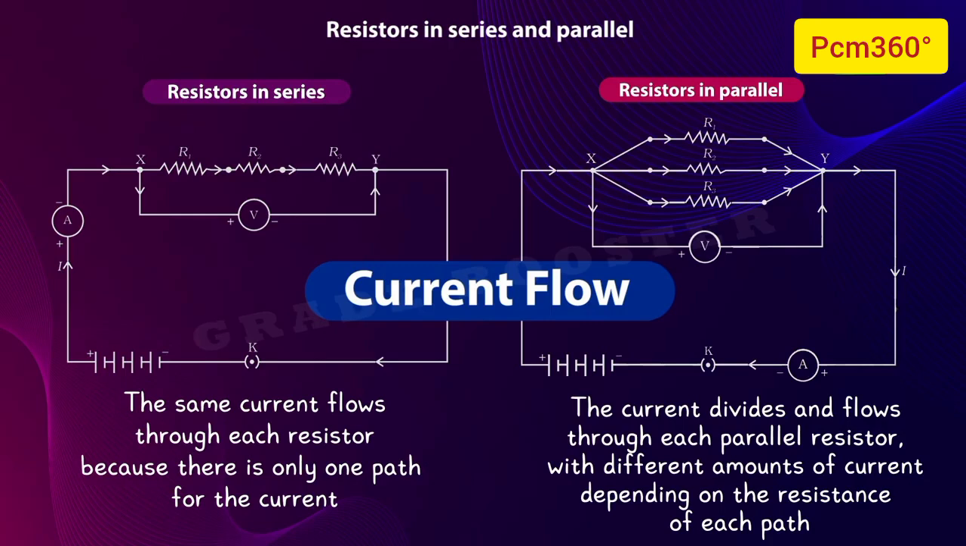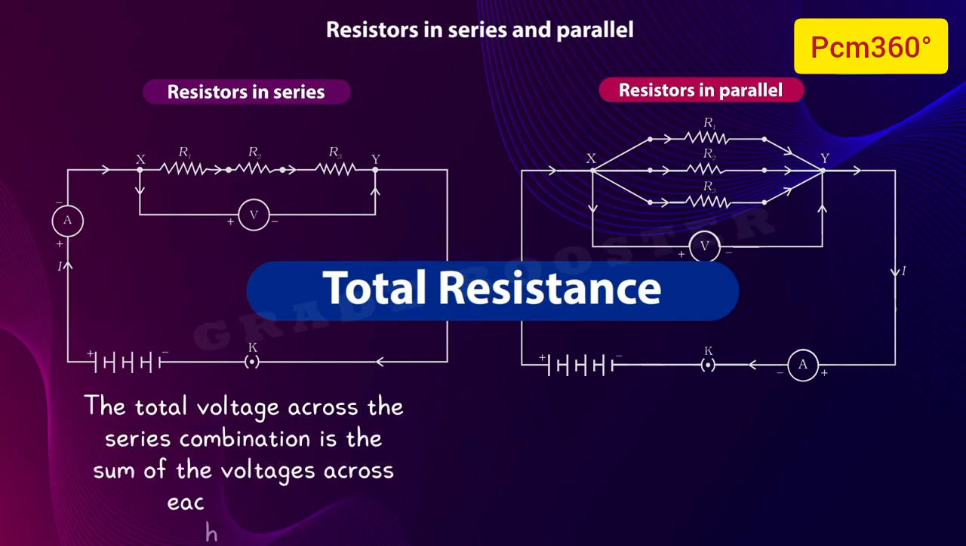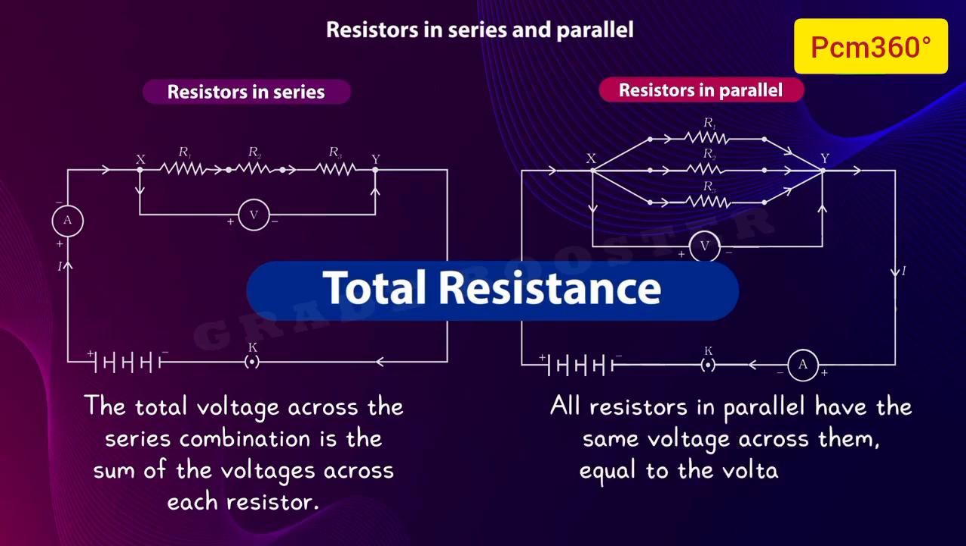Voltage distribution. The total voltage across the series combination is the sum of the voltages across each resistor. Each resistor has a different voltage drop. Whereas in parallel, all resistors in parallel have the same voltage across them, equal to the voltage across the entire parallel network.